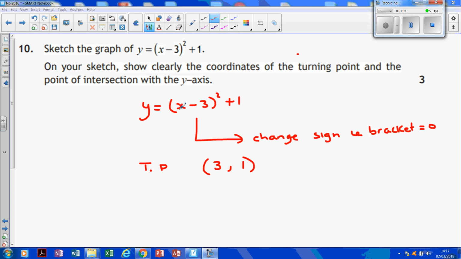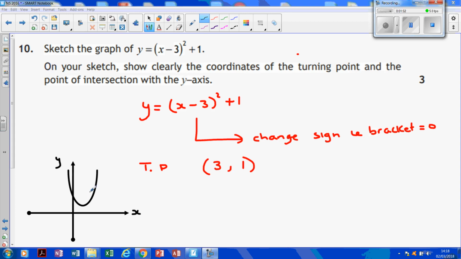This bracket's got to be equal to 0, but the easiest way to do that is just to change the sign of this number here. So change the sign, i.e. that's making that bracket equal to 0. So the value for x that makes the bracket equal to 0 is 3, and for the y coordinate you read it straight down. So the turning point of this parabola is (3, 1).